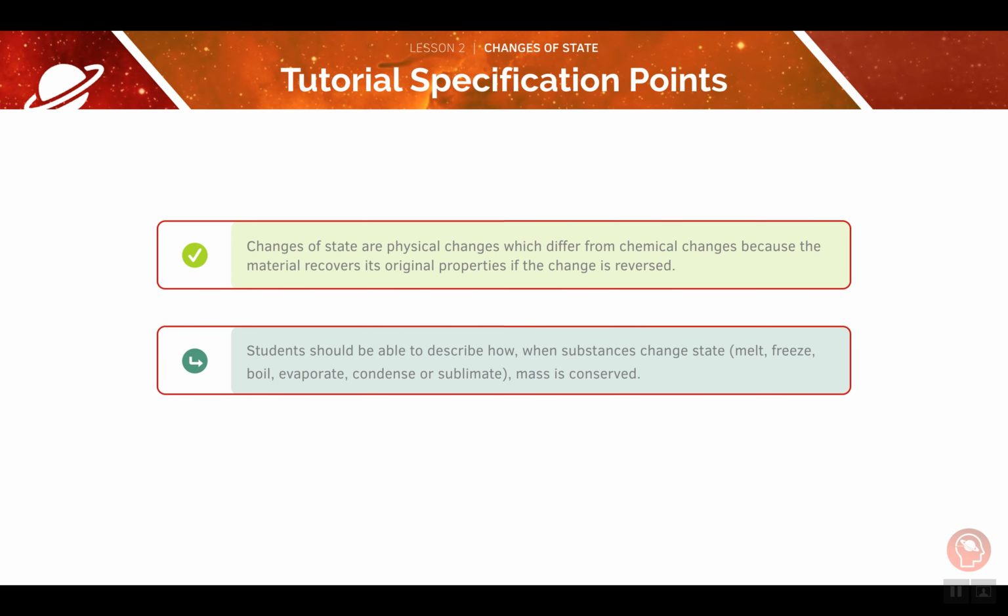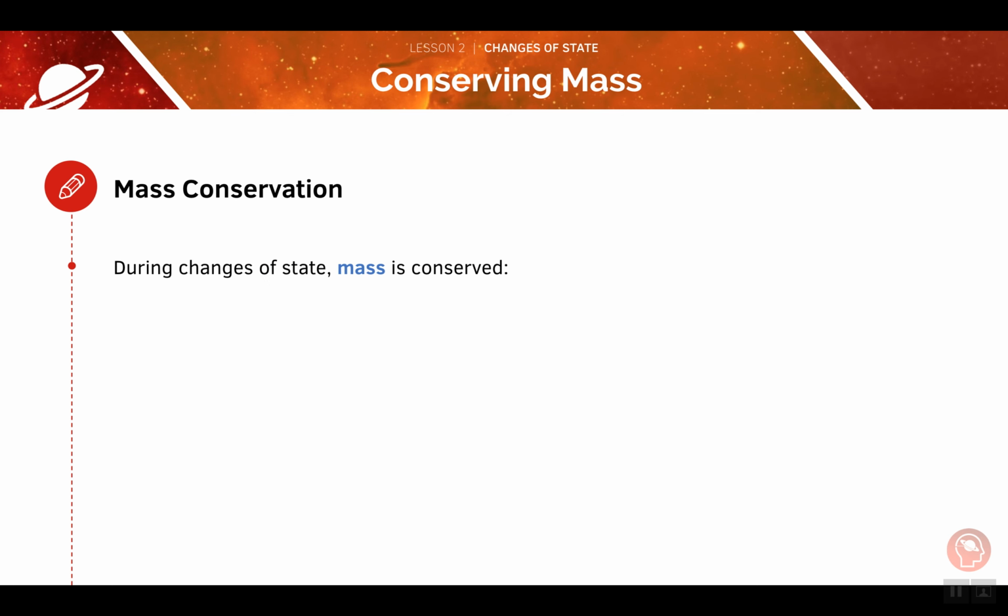Now, we'll look at conservation of mass. When states change, the amount and therefore the number of particles will stay the same, meaning that mass will be conserved. As we've just seen, only the energy and arrangement of particles will be altered. When a substance changes state, it will also change its properties.